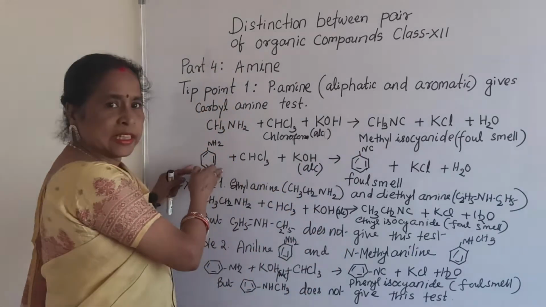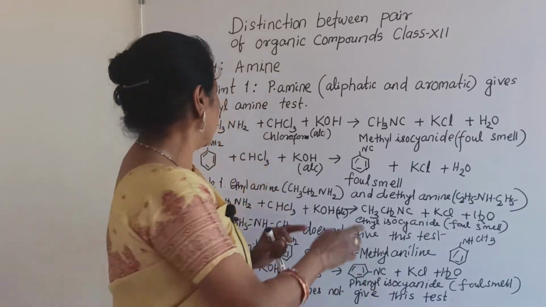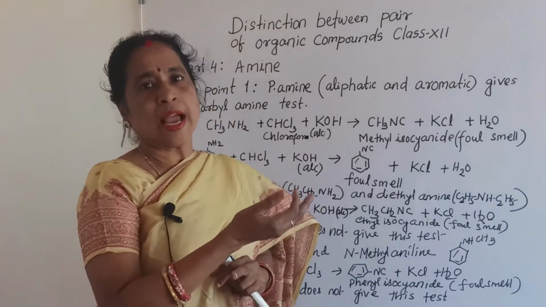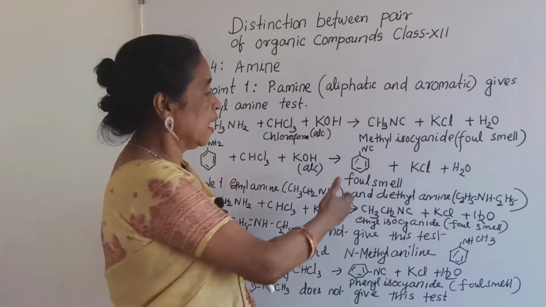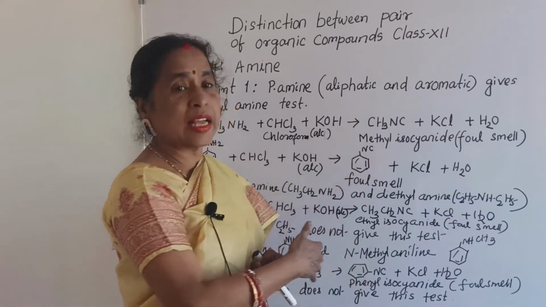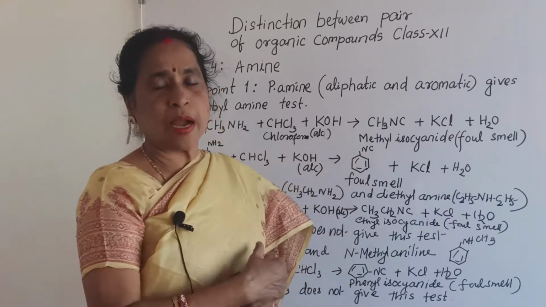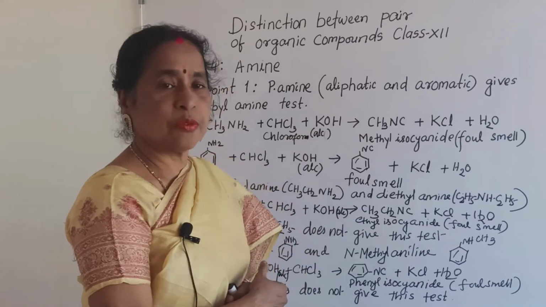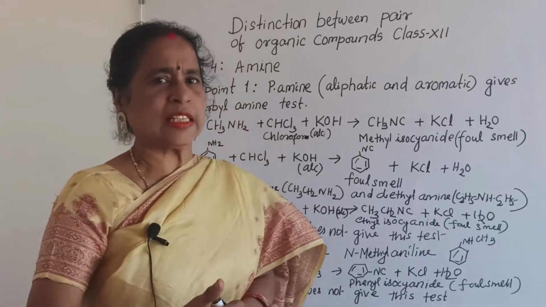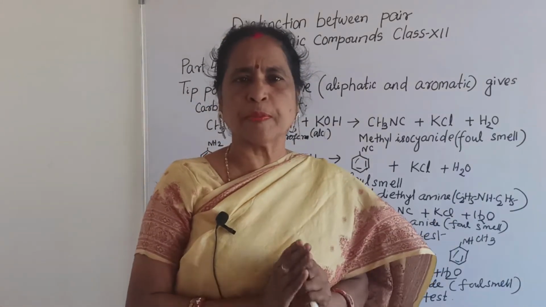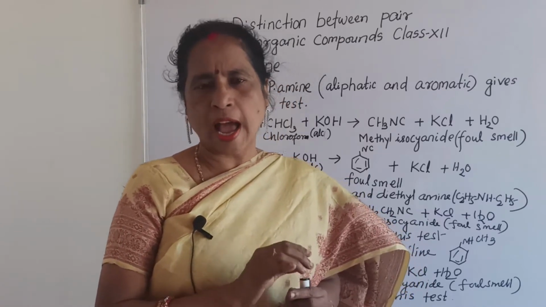Now similarly aniline is also a primary amine, but here benzene is attached to the NH2 group. Again you take chloroform and alcoholic KOH, and after that it will give a foul smell on heating. And what is that? That is phenyl isocyanide, and the byproducts are KCl and water. This is the very important test, called the Carbylamine test, by which we can distinguish between primary and other amines. Primary, either it is aliphatic or aromatic.